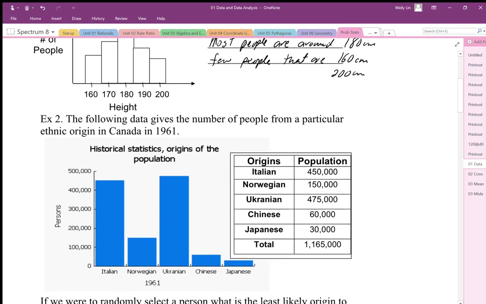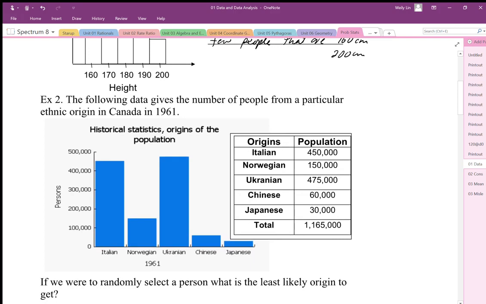Okay, so this one here, we have a chart. The y-axis, the height of this chart, represents the number of people. The x-axis represents the ethnicities of these different people. So this is in 1961, the ethnic origin. Okay, so we have the table here, which is the same as what we see from this chart. So this is a tabular form of this information, and this represents the bar graph or histogram form of this information.